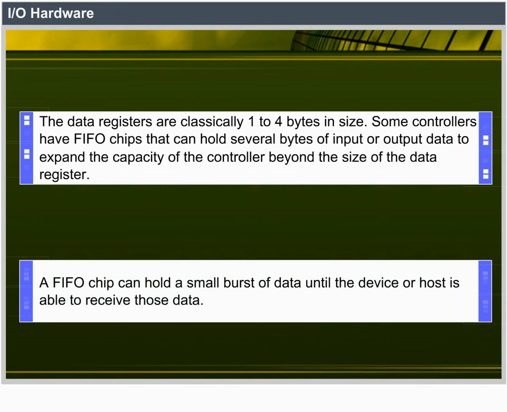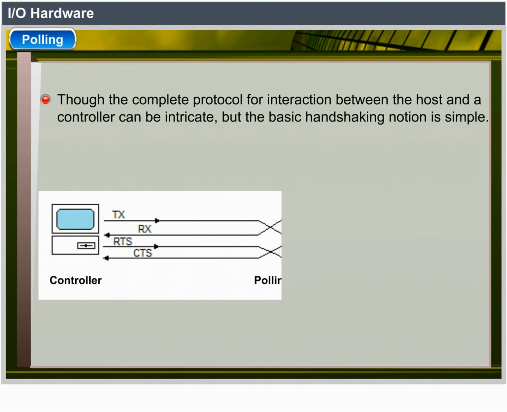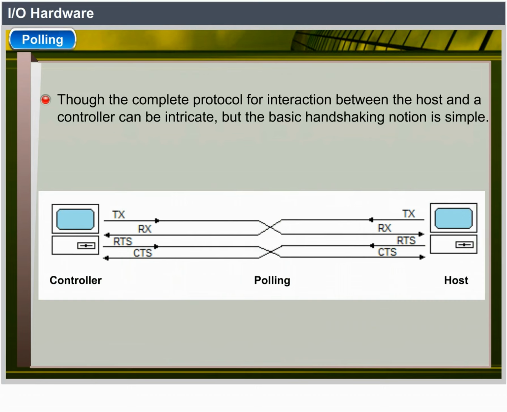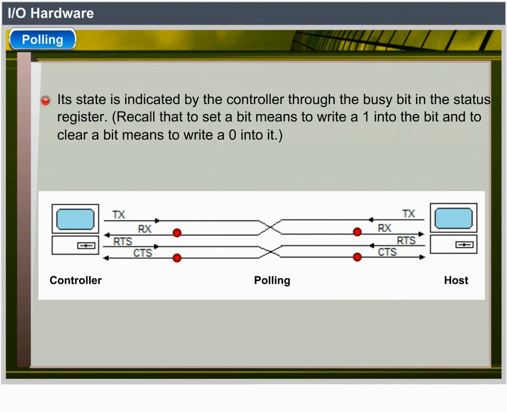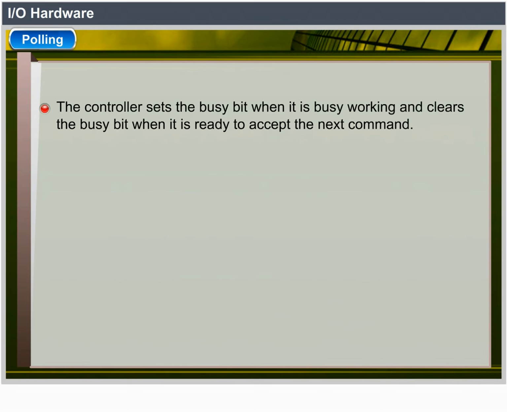Polling. The complete protocol for interaction between the host and a controller can be intricate, but the basic handshaking notion is simple. We explain handshaking with an example. Assume that 2 bits are used to coordinate the producer-consumer relationship between the controller and the host. The controller indicates its state through the busy bit in the status register. Recall that to set a bit means to write a 1 into the bit, and to clear a bit means to write a 0 into it. The controller sets the busy bit when it is busy working and clears the busy bit when it is ready to accept the next command.